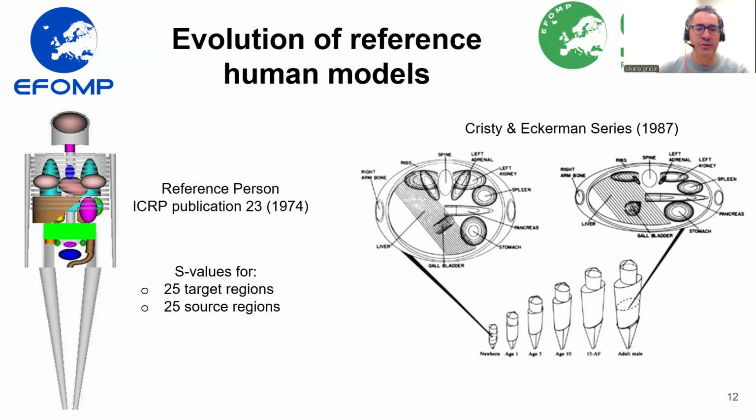Here you can see the reference person in ICRP publication 23. At that time, 25 target regions and 25 source regions were evaluated, and as you can see, the geometry is not as realistic as we can have in the present day, and the organs are mainly obtained by geometrical boxes or ellipsoids. Of course, there was already the idea to implement models also for pediatric subjects.